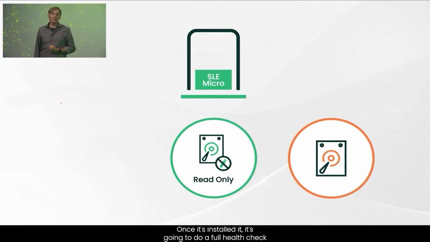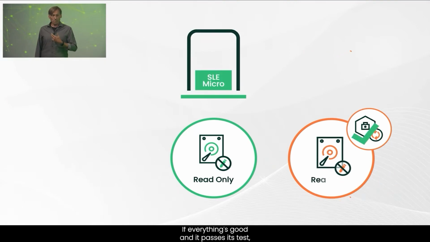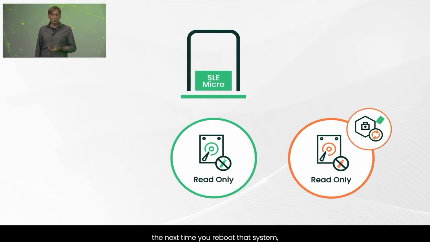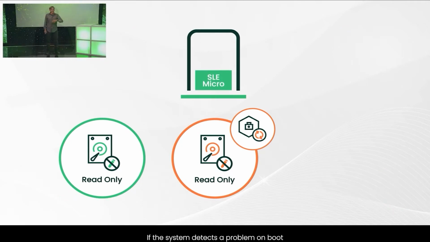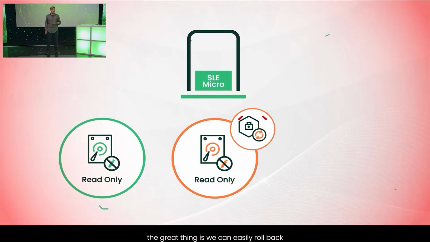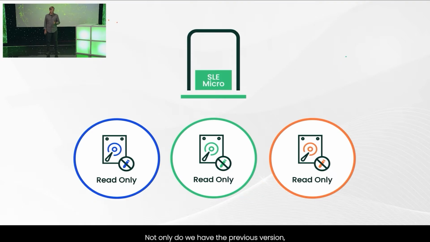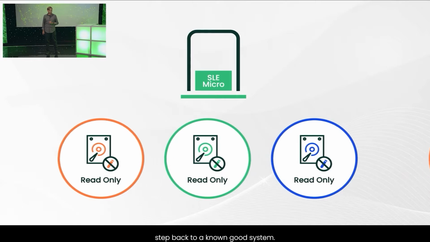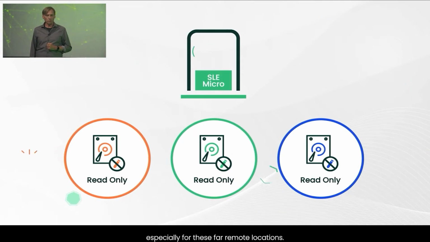Once it's installed, it's going to do a full health check to make sure everything's good. If everything's good and it passes its test, the next time you reboot that system, which happens very, very fast on SLE Micro, we will boot off of that new image. If the system detects a problem on boot and there's something wrong with the partition, the great thing is we can easily roll back to a previous version. Not only do we have the previous version, we have several previous versions, so we can always step back to a known good system. This really gives us incredible reliability, especially for these far remote locations.